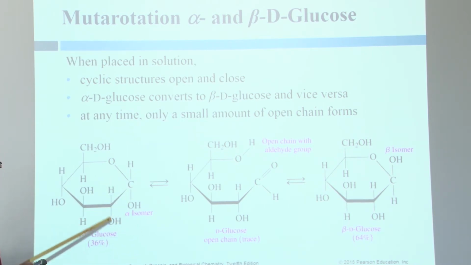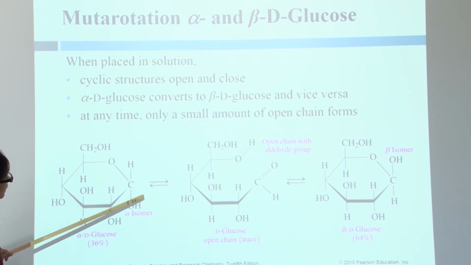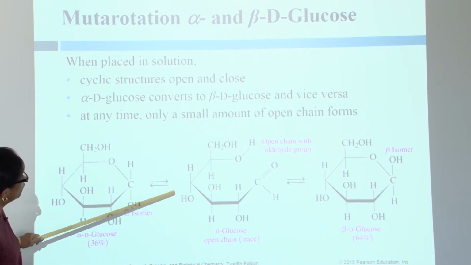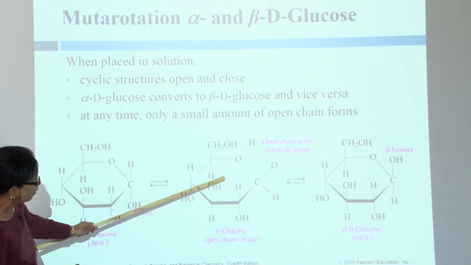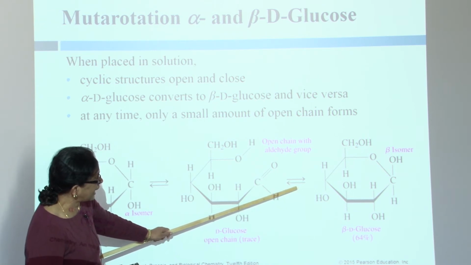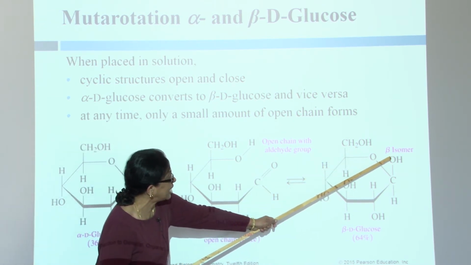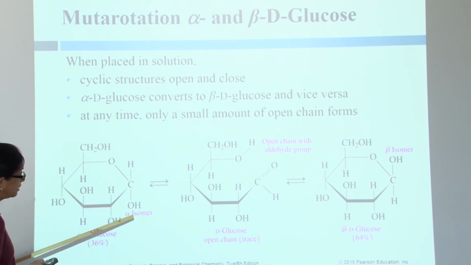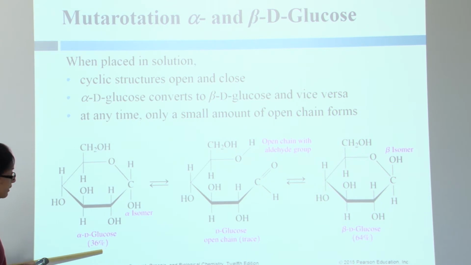Now, when we have a solution of glucose, there is mutarotation. What is mutarotation? The alpha D glucose in a solution moves into, or converts into, an open chain structure briefly, and then goes back into a cyclic form, giving the beta isomer. So there is a rotation between the alpha and the beta when you have a glucose solution.